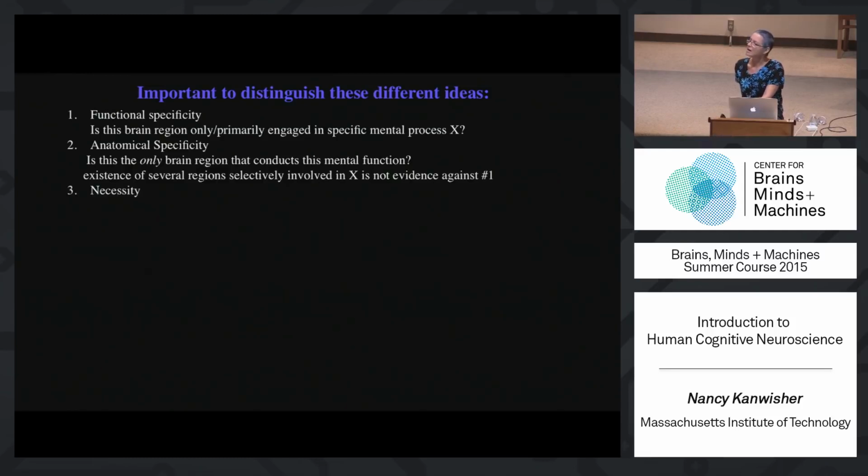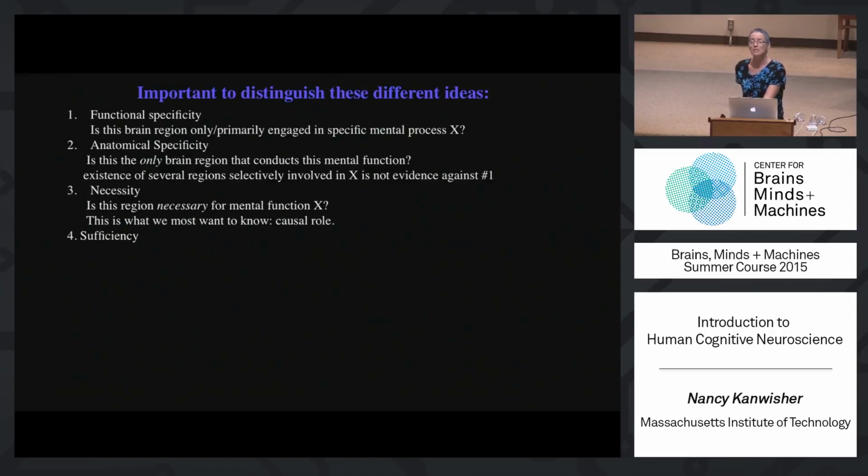Okay, yet another idea is the necessity of a brain region for a particular function. That's actually what we really want to know with the functional specificity question: not just does it only turn on when you do X, but do you absolutely need it for X? That's a central question, really part of functional specificity. This is the causal question.